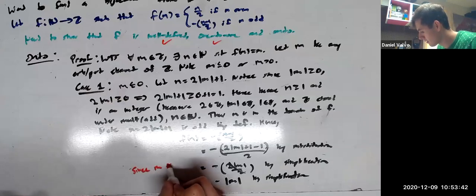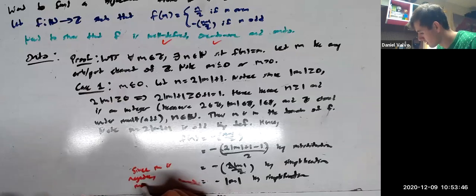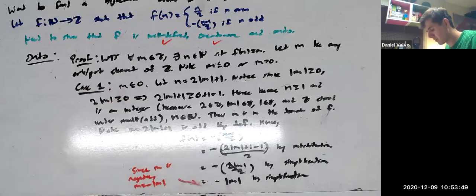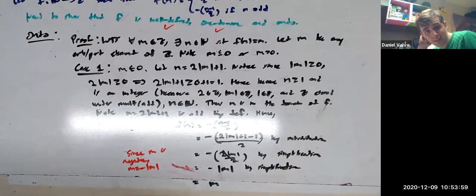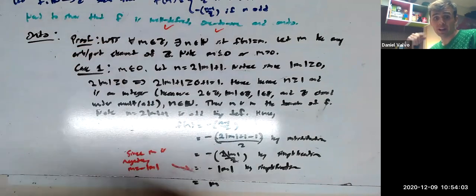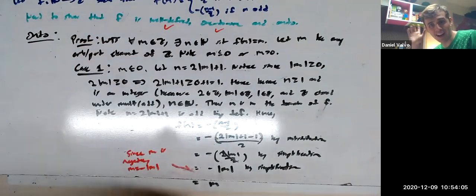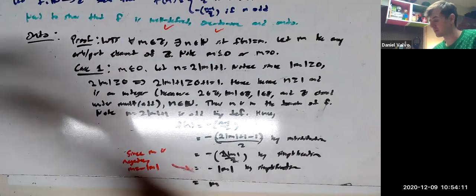Since m is negative, m equals negative absolute value of m. All right, and that's case 1. Case 1 tells us that in the case where m is less than or equal to 0, we can find an n in the natural numbers that you can plug into f and get m.